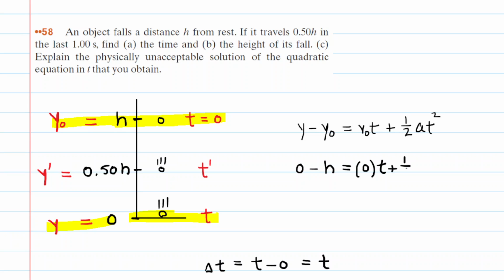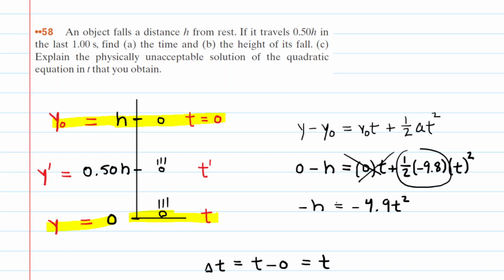And then we get to the acceleration, and this object is in free fall. So the acceleration is that due to gravity. That would be negative 9.8 meters per second squared. And then again, we get to the time, and we've denoted that as t. And don't forget to square that. We could simplify this equation. The left-hand side becomes negative h. The 0 times t goes to 0. And then 1/2 times negative 9.8 is negative 4.9. And then we have times t squared. So this is one equation, but we're going to have to apply the kinematics formula a second time.